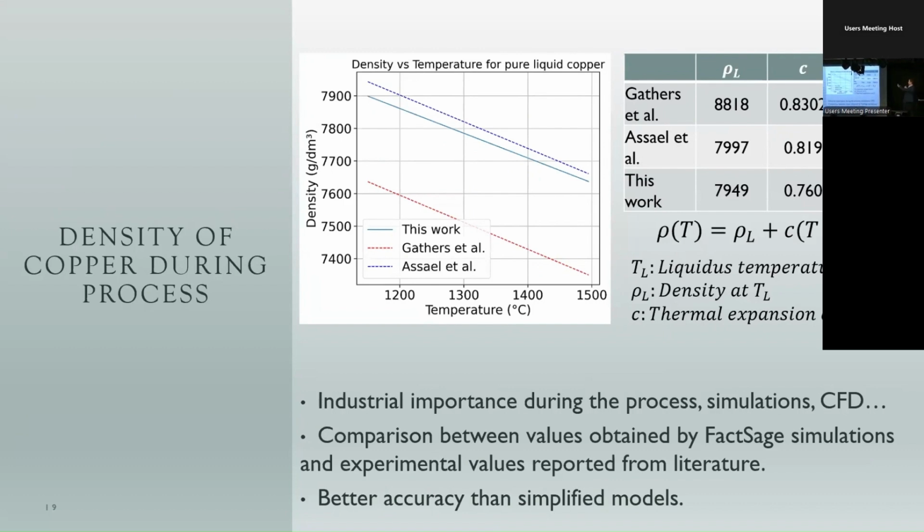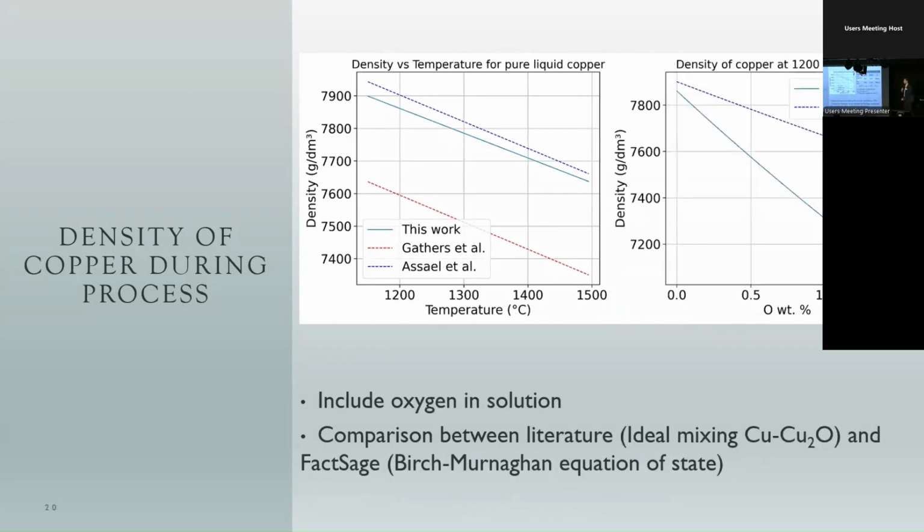And well, this is just a usual fit that we use. And the dotted line up is obtained from quite a lot of experimental results. So we see that we're quite close in our calculations. But we can go a little bit farther, because in this process, we don't have pure copper. We have copper, and we also have oxygen.